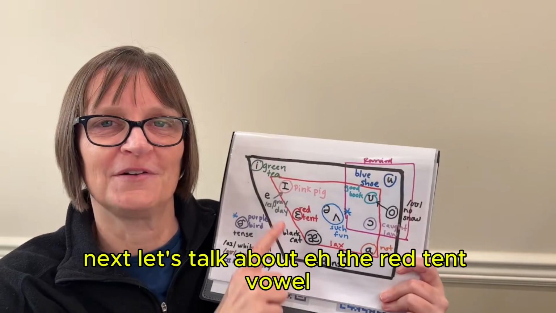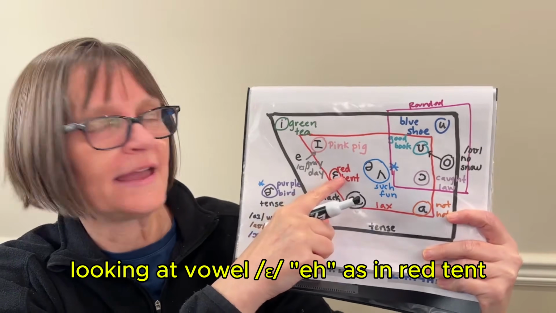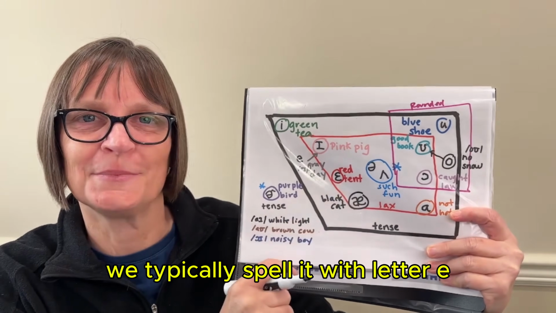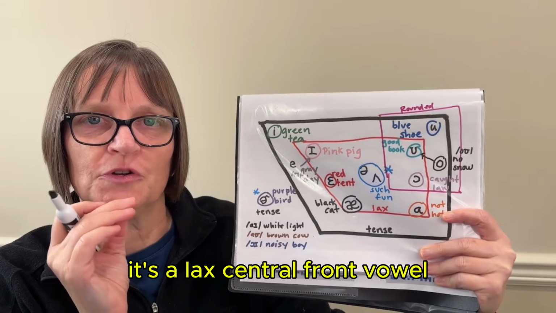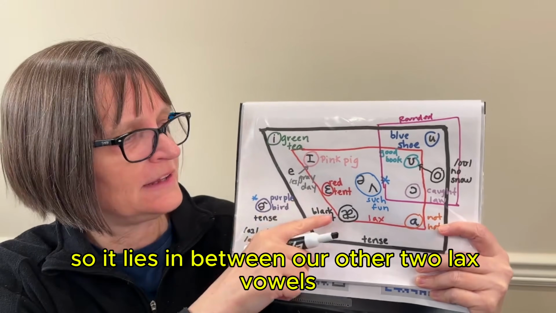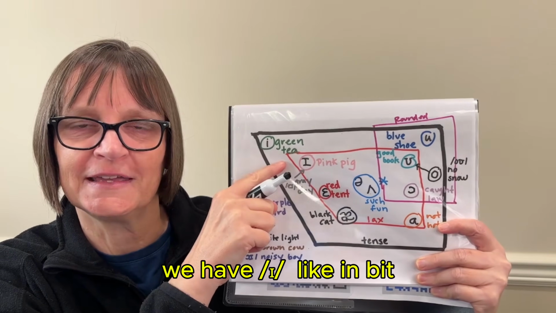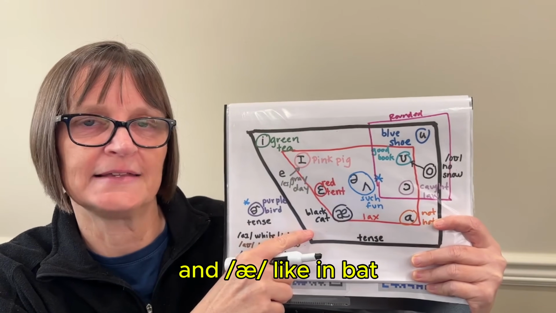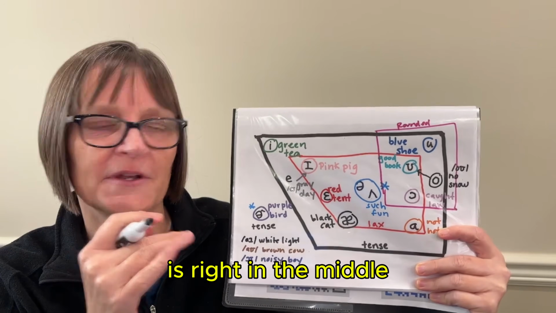Next, let's talk about the red tent vowel. Looking at the vowel as in red tent, we typically spell it with letter E. It's a lax central front vowel. So it lies in between our other two lax vowels. We have I, like in bit, and A, like in bat. Our vowel, like in bet, is right in the middle.